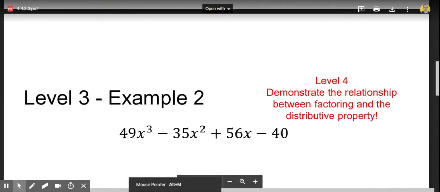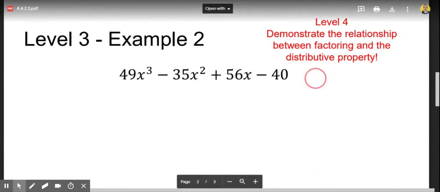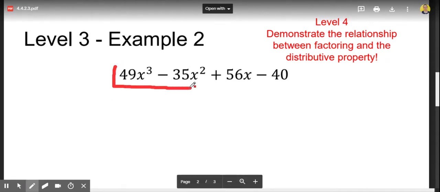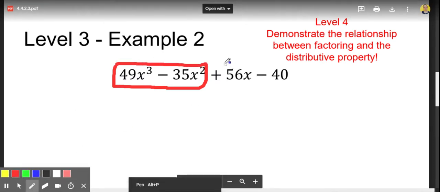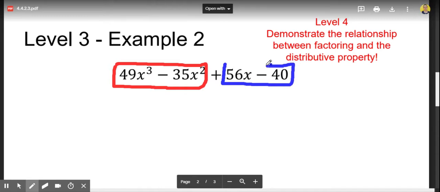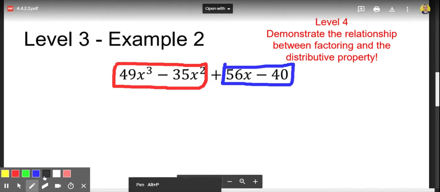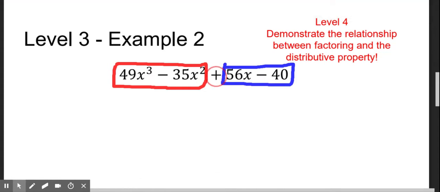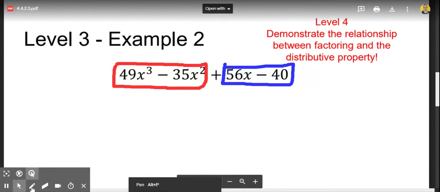So moving on to our second example, here you'll notice that it's reminding you level 4 is going to be demonstrating the relationship between factoring and the distributive property. We just talked about that, but go ahead and, if you want, pause the video, take a second to think about it. Our first group is going to be 49x cubed minus 35x squared. Our second group in blue is going to be 56x minus 40. And you'll notice this time we don't really need to worry that much about the sign in the middle because it's positive. So we're not going to have to change anything. We're just going to add two parentheticals together.